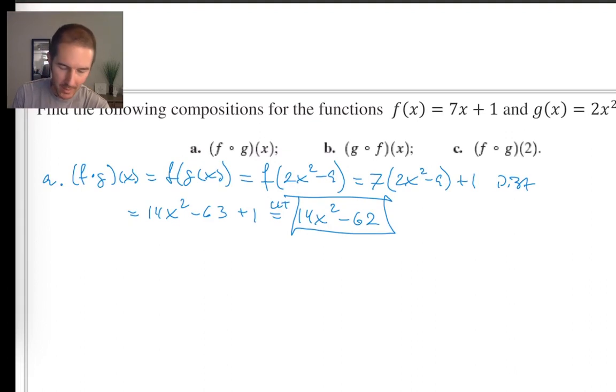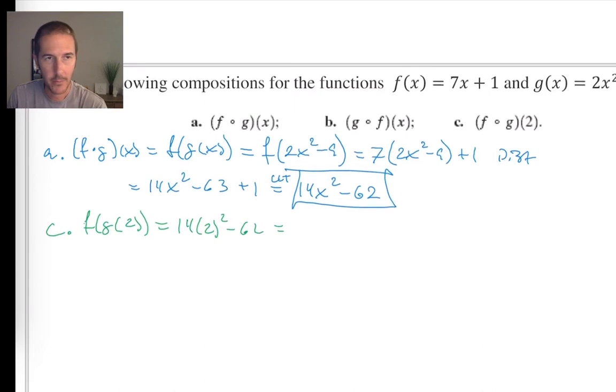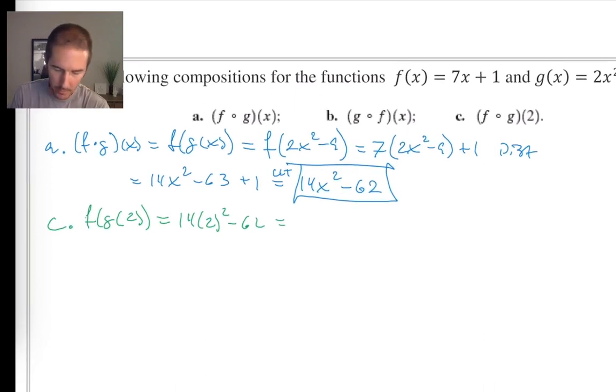Part C then asks us to evaluate f of g of 2. In order to do that, all we have to do is take this 2 and plug it in for x. So we have 14 times 2 squared minus 62. I will leave you to do the arithmetic on that. In part B, we're building the function inside out.